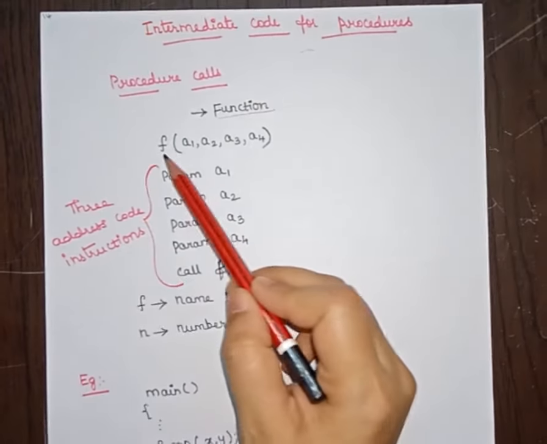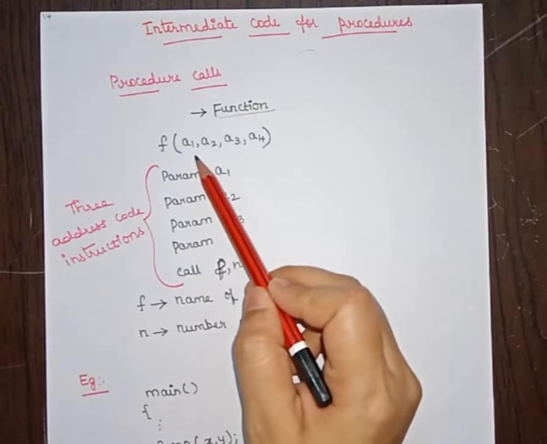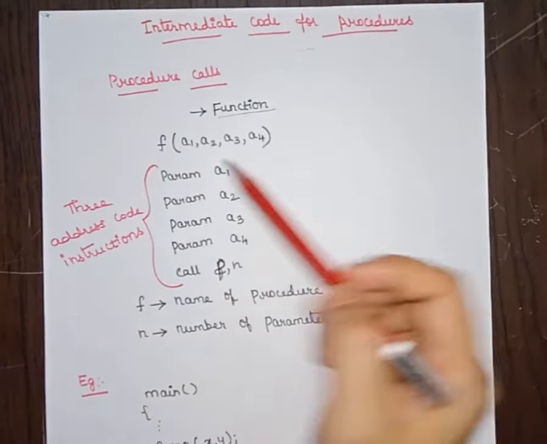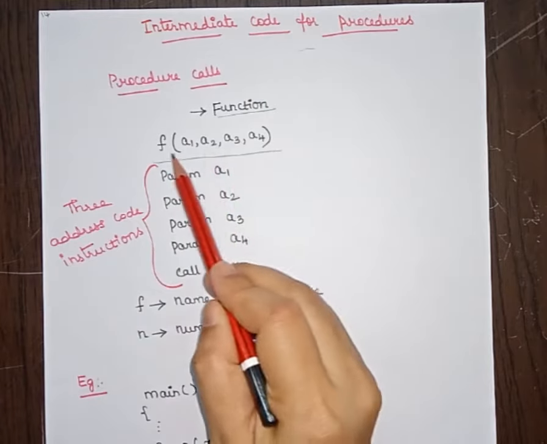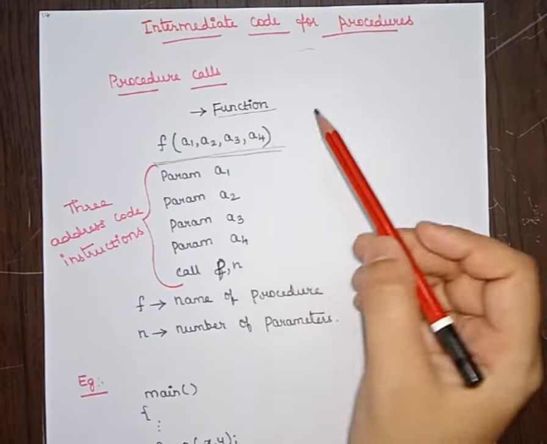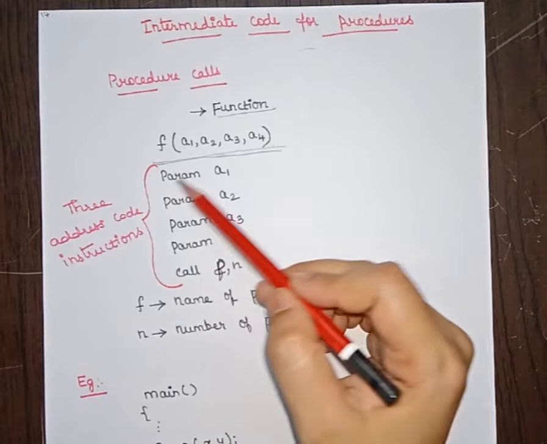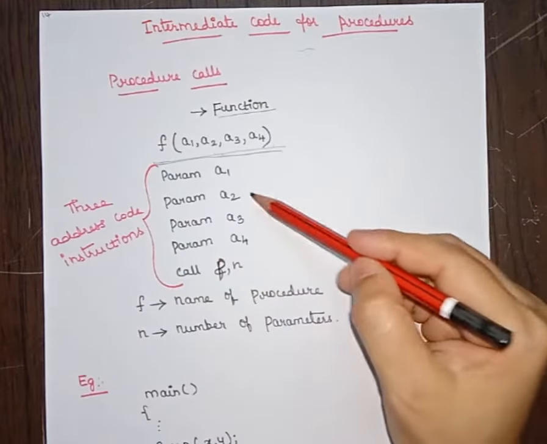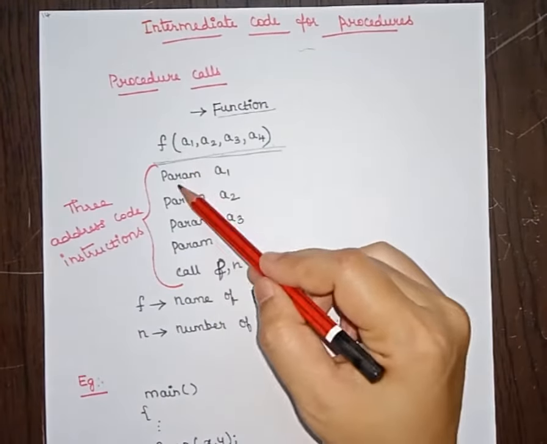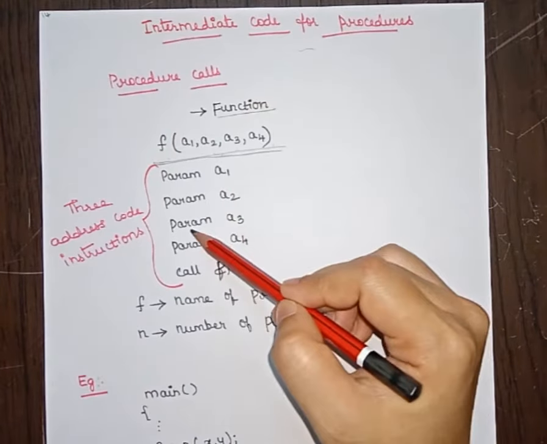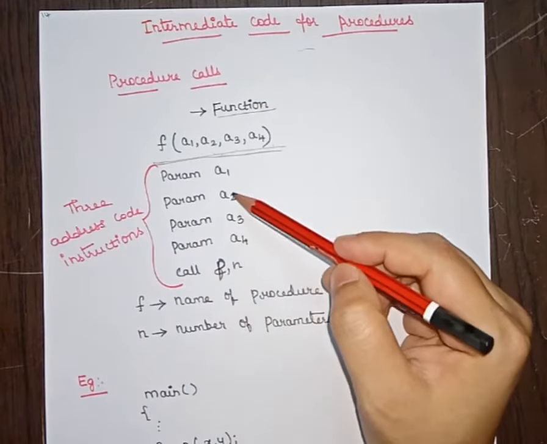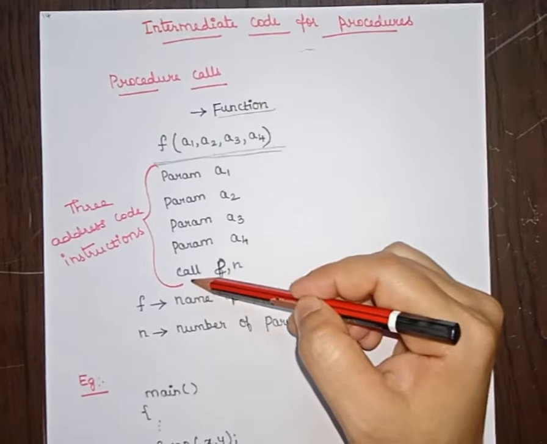This is the function, and this function has some parameters, that is a1, a2, a3, a4. So how can we write this procedure call? This is a procedure call, and how can we write this procedure call as a 3 address code instruction? This is how we can write it: param a1, then param a2, param a3, param a4. And after these we have a calling function.